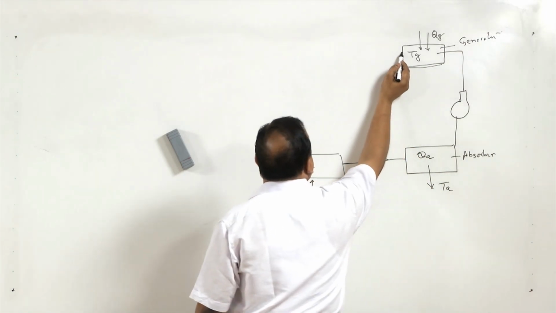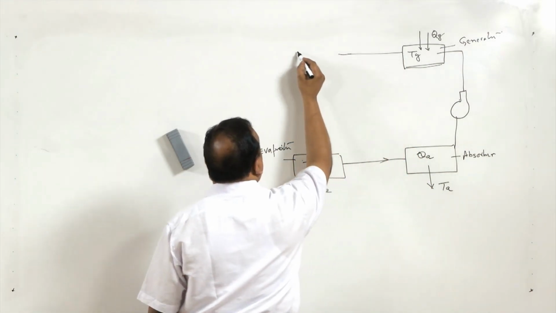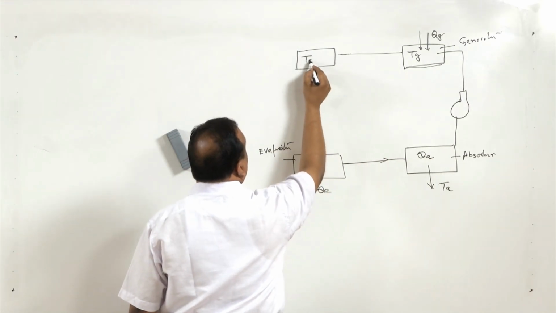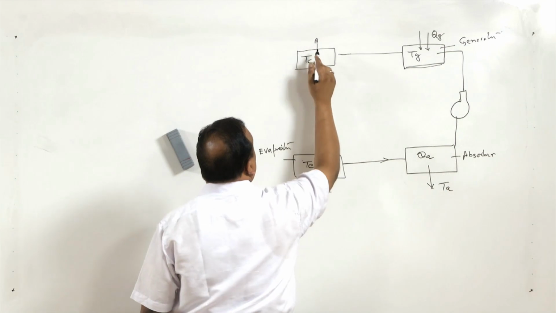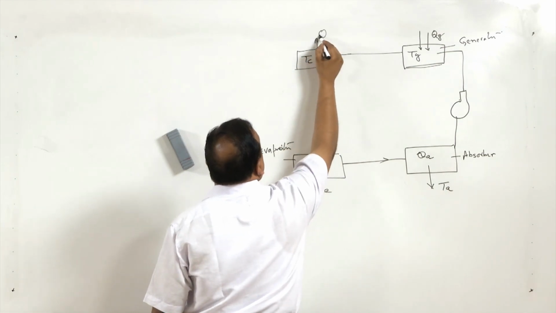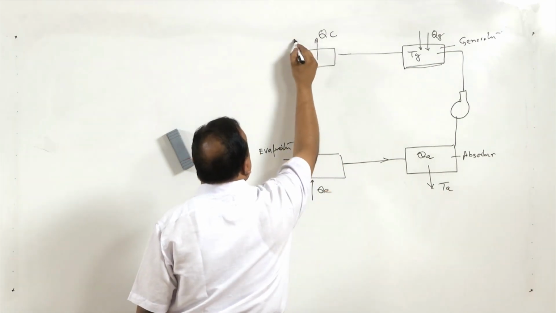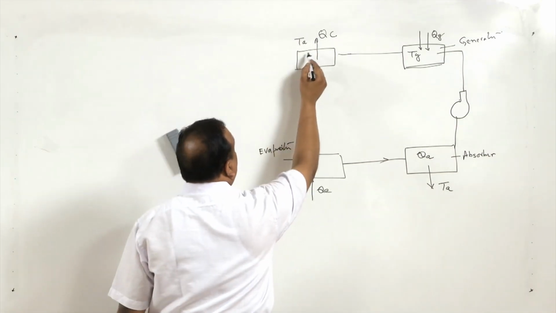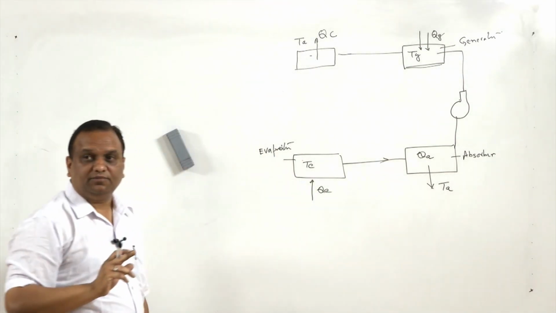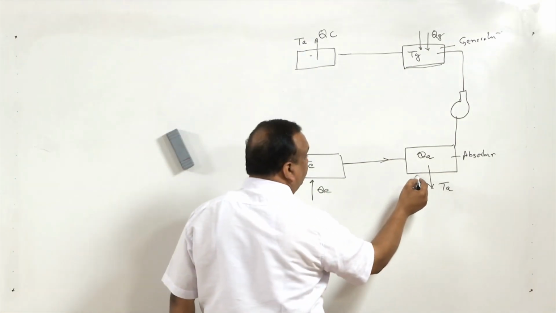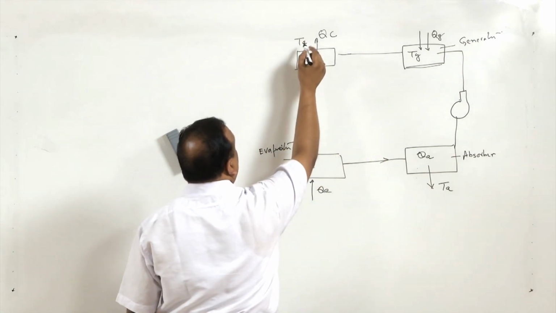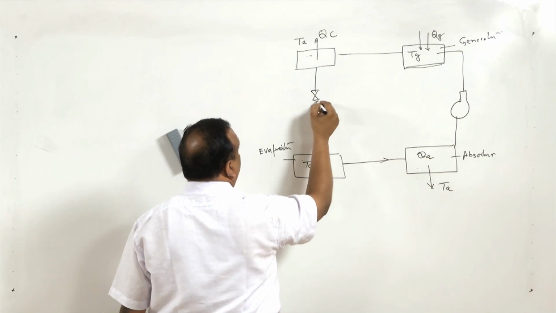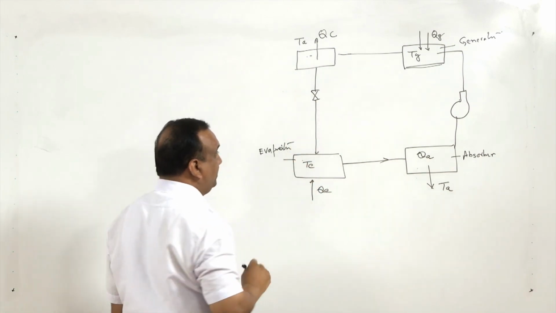Now, after generator, as in the case of vapor compression system, it goes to the condenser, and in condensation also the heat is rejected, Q condenser, and outside temperature is TA, ambient temperature. And we assume, there is an assumption that temperature difference between condenser and outside is negligible. Now, after the condenser, it goes to the expansion valve as usual and then to evaporator.